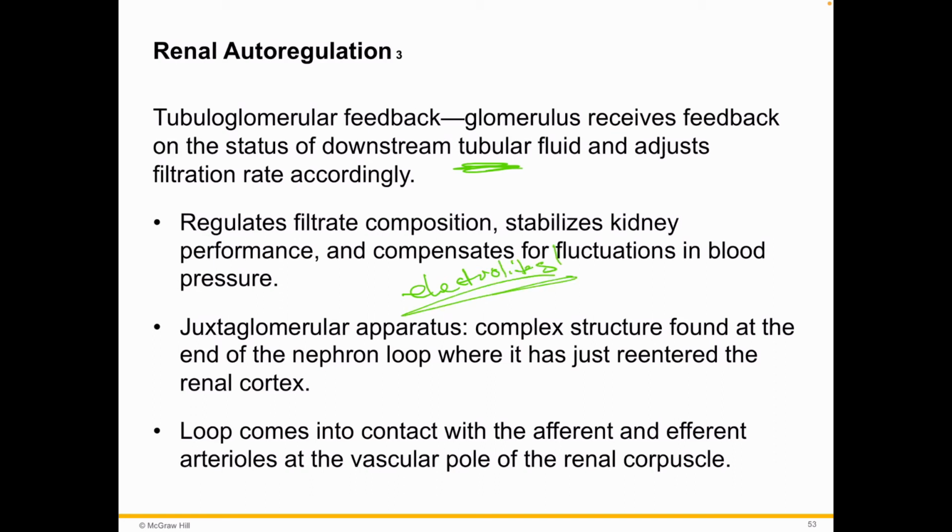So the juxtaglomerular apparatus, for the nephrons, is found at the end of that nephron loop, where it has entered the renal cortex itself. The loop comes in contact with the efferent and afferent arterioles, and that's going to create a pressure sensation environment itself.